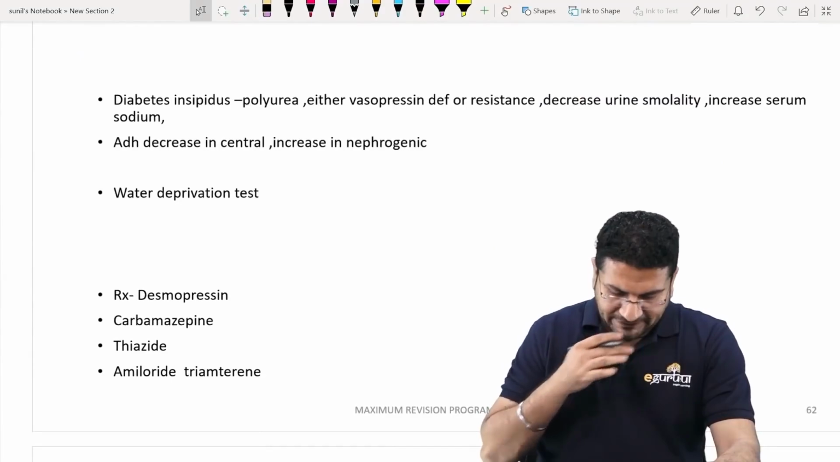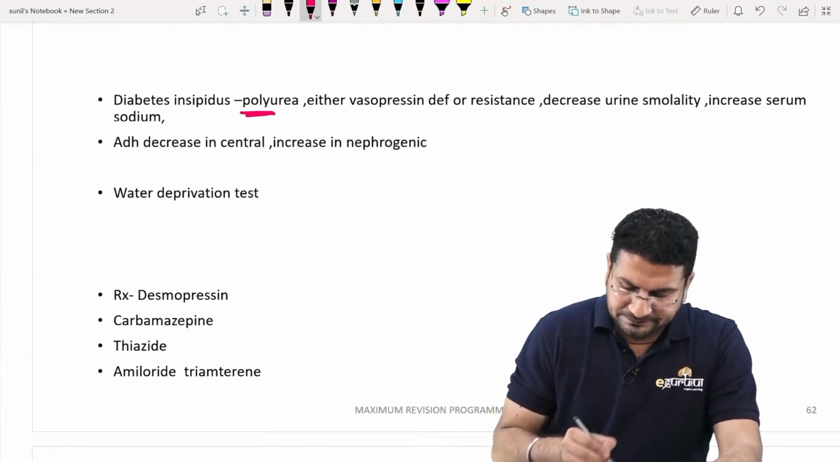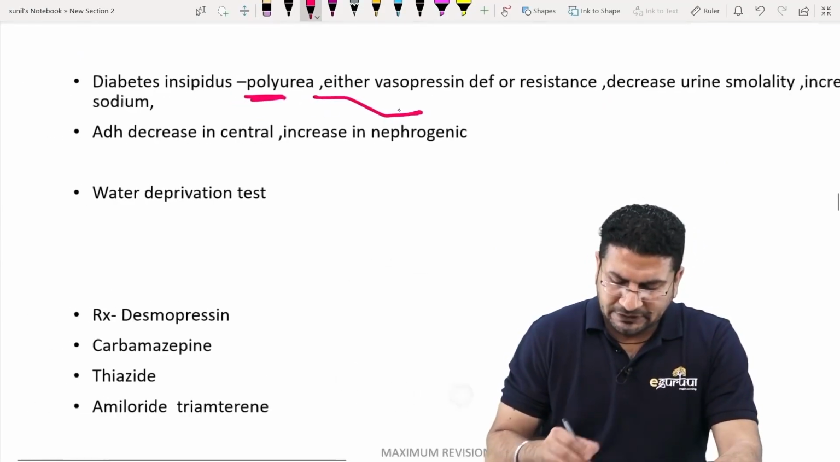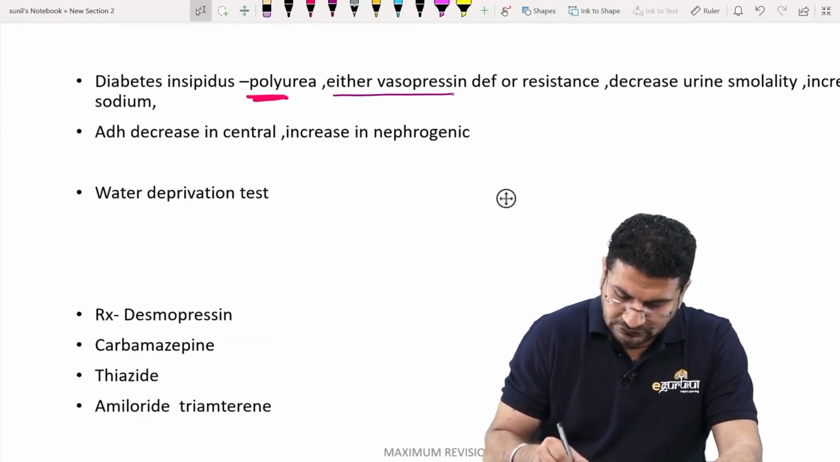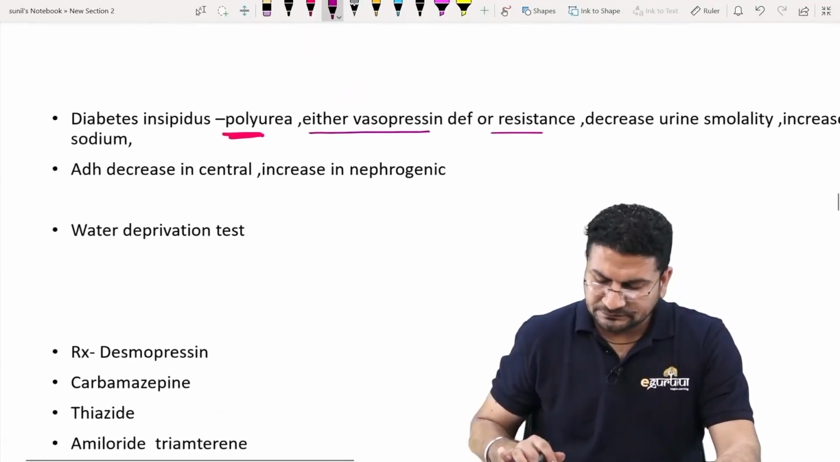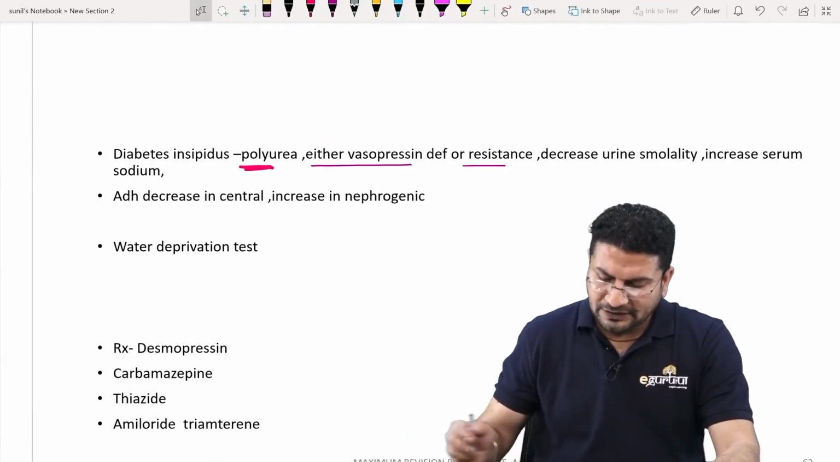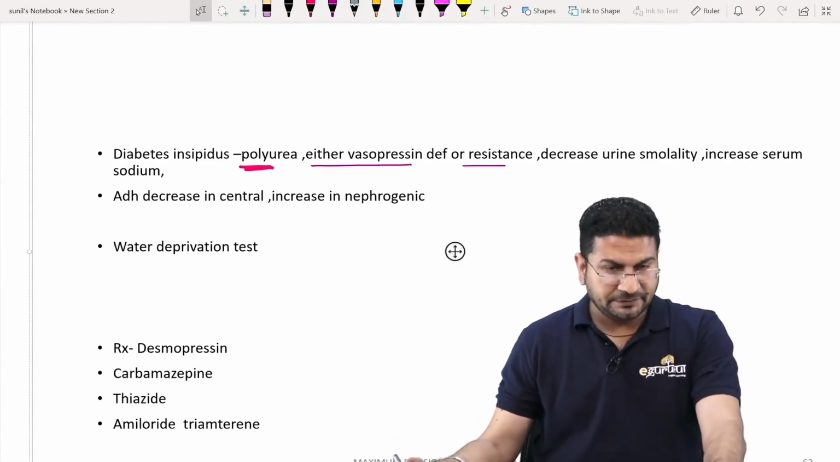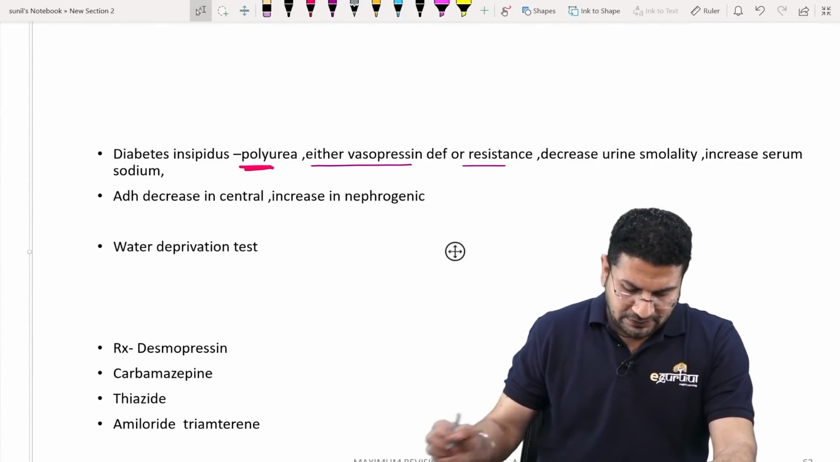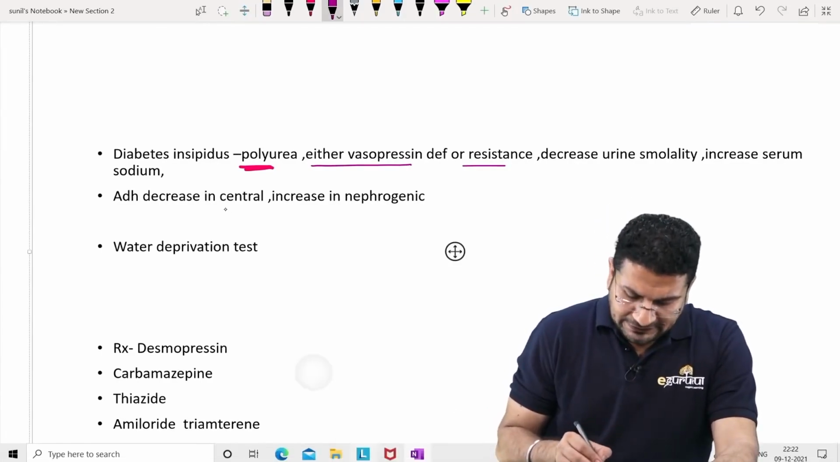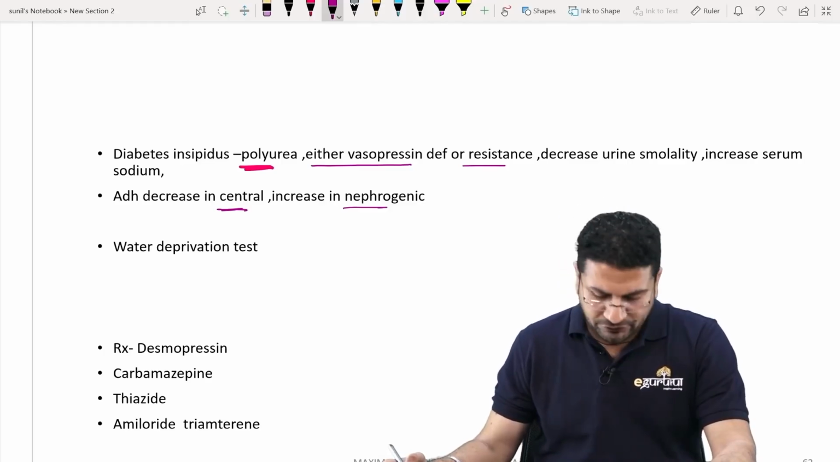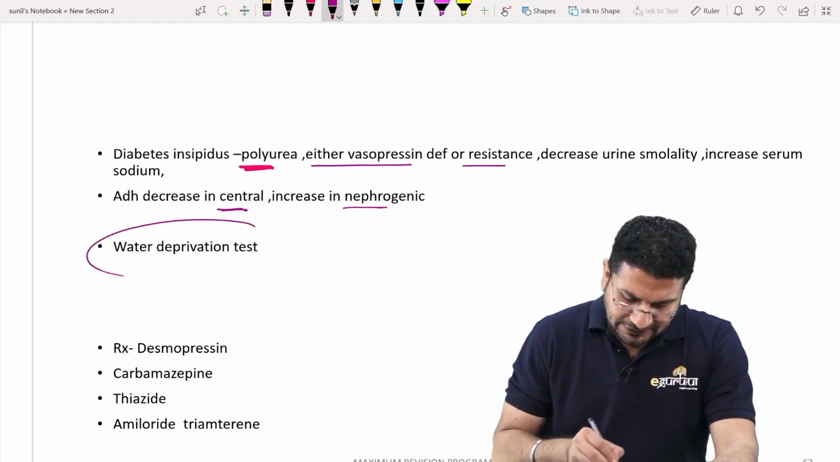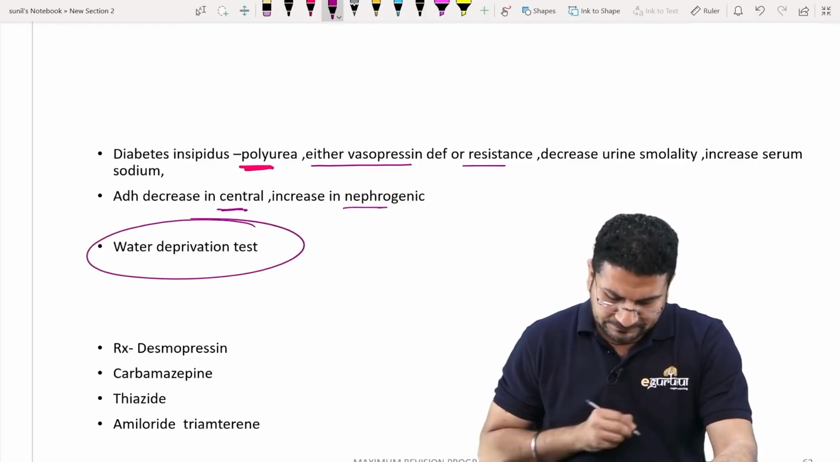Okay, if I say diabetes insipidus, the patient will have polyuria. Either it could be vasopressin deficiency, or there can be resistance. There is decreased urine osmolality and increased serum sodium. So we have two variants, that is central and nephrogenic. The test that we perform is the water deprivation test.